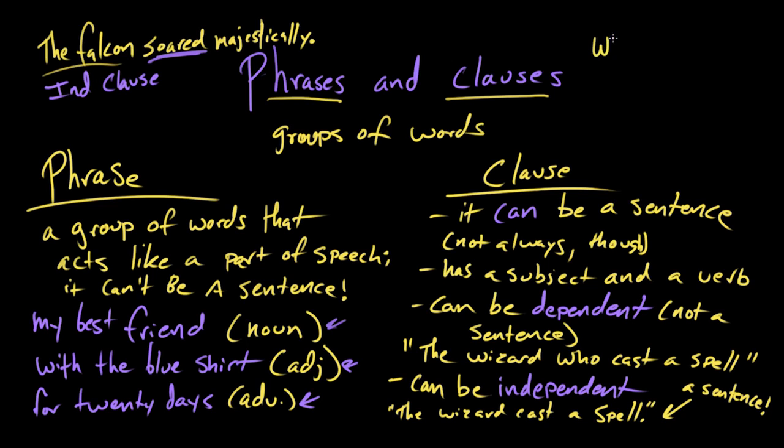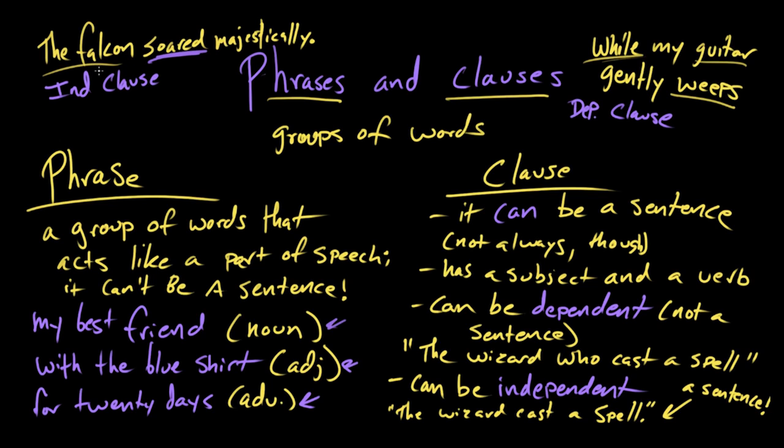All right, let's get a little bit of George Harrison in here. While my guitar gently weeps. We've got a subject in here, my guitar, and a verb, weeps. So we know it's a clause, but it begins with this word while, which is, I think, a subordinating conjunction. So this would actually be a dependent clause, but it is a clause. This thing could not be a sentence on its own. That's right.